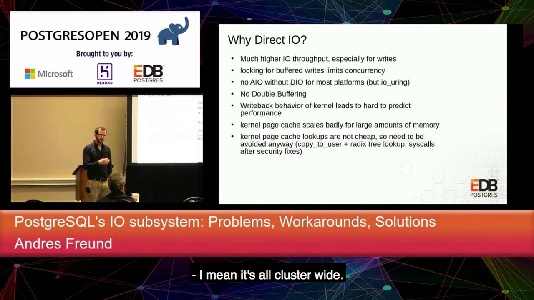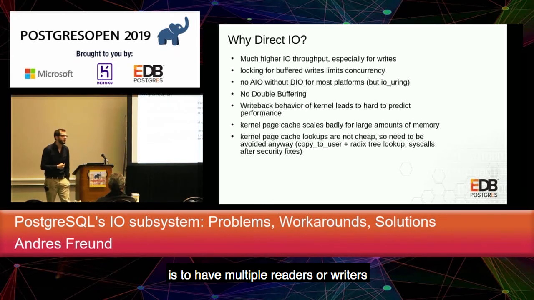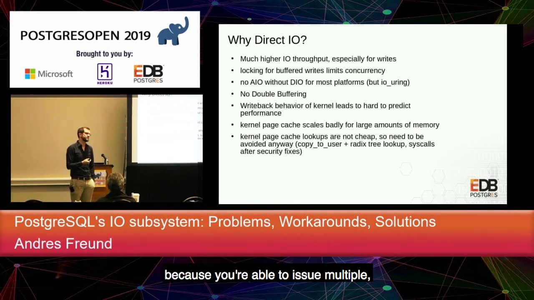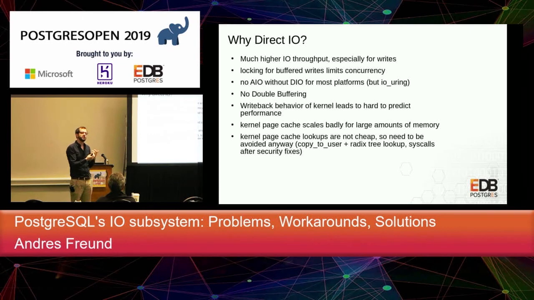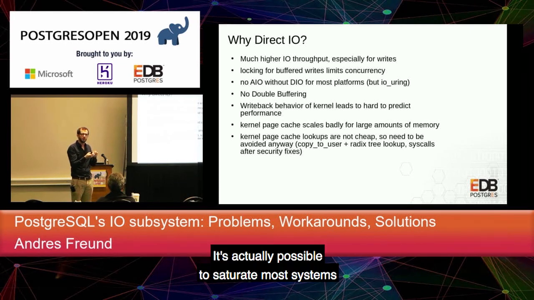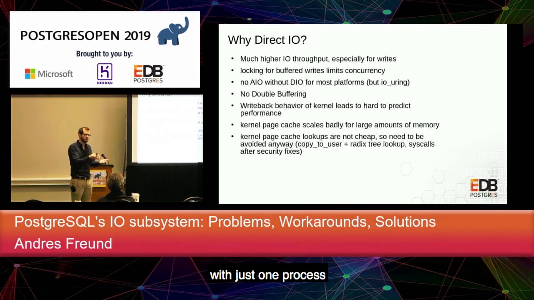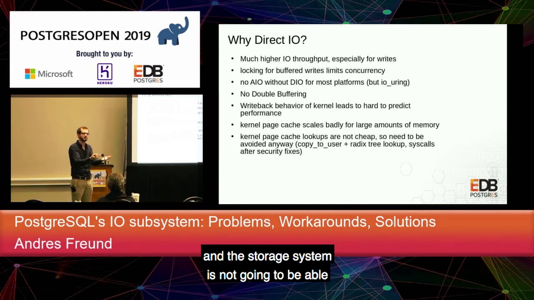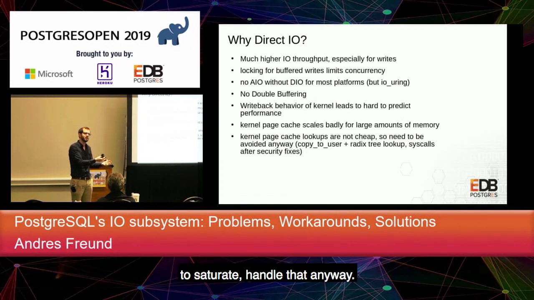I mean, it's all cluster-wide. The question was whether the plan is to have multiple readers or writers if you use direct I/O. I'm not sure yet, because you're able to issue so many reads and writes in parallel with the asynchronous interfaces that come with implementing direct I/O. It's actually possible to saturate most systems with just one process, because you can issue 1,000 writes in parallel, and the storage system is not going to be able to handle that anyway.